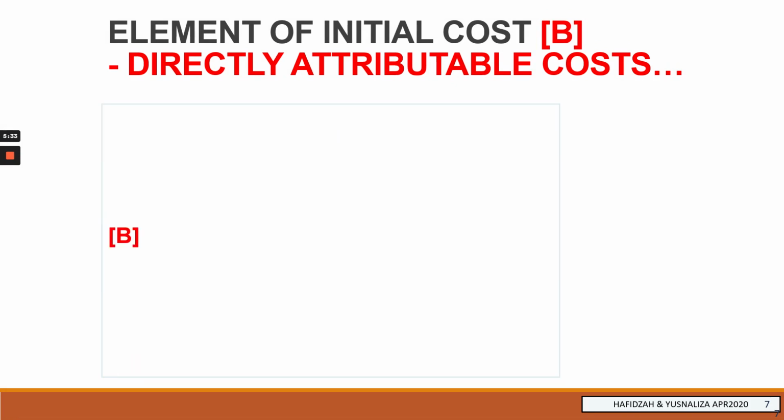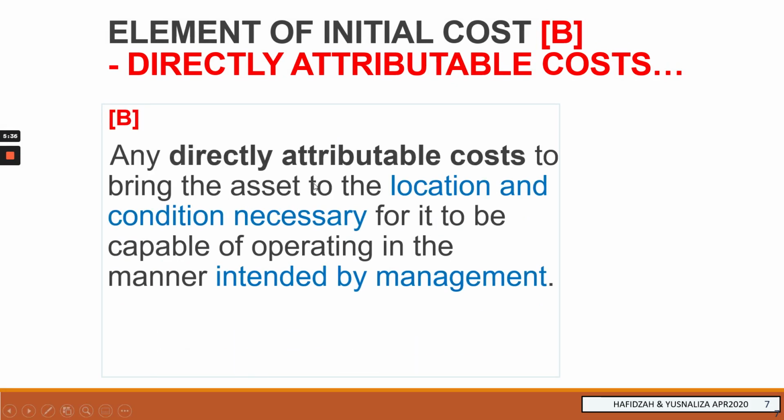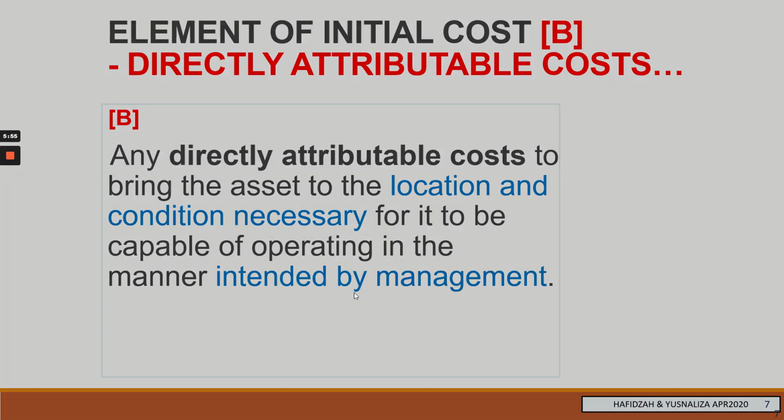Next is the directly attributable costs. Directly attributable cost, as I mentioned earlier, is the cost to bring the asset or prepare the asset for the condition intended by the management, to be capable of operating or functioning in the manner intended by the management, for the intended use of the company.